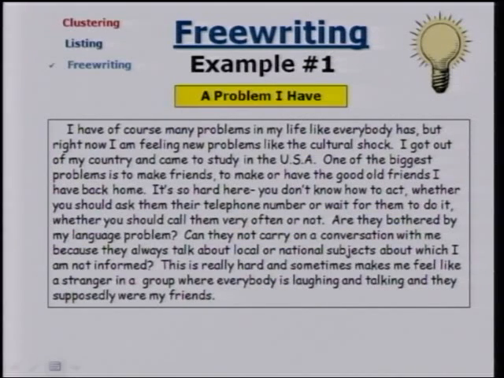I have, of course, many problems in my life, like everybody has, but right now I'm feeling new problems, like the cultural shock. I get out of my country, blah blah blah. This is also another example of free writing.